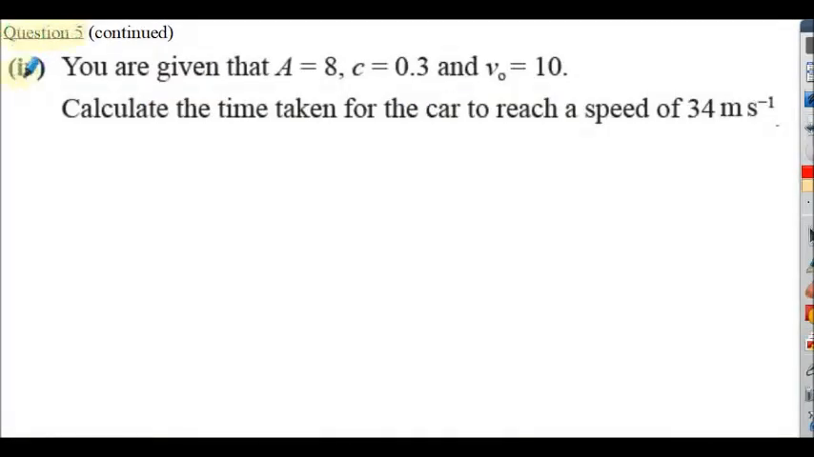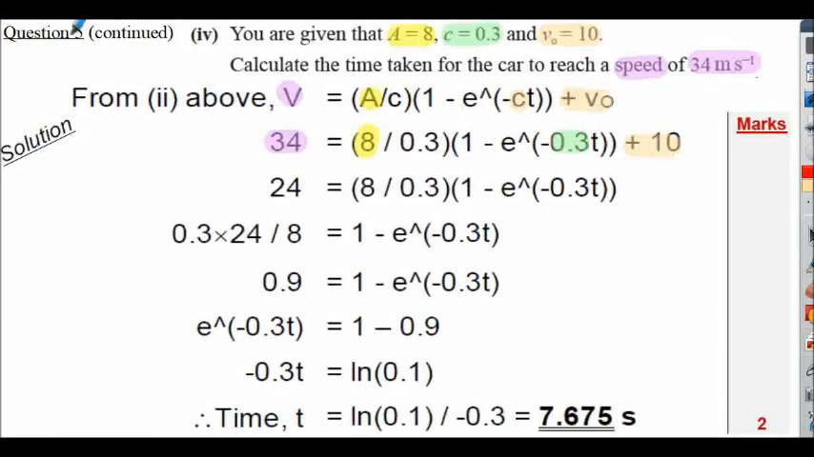Question 5, part 4. We're given some values from which we can now calculate the time taken for the car to reach a speed of 34 meters per second squared. Solution shown on the following slide. Question 5 continues, part 4. Let you review the solution at your own pace.